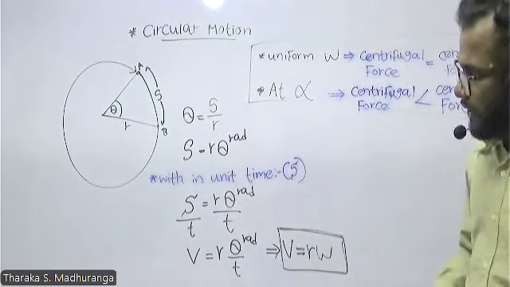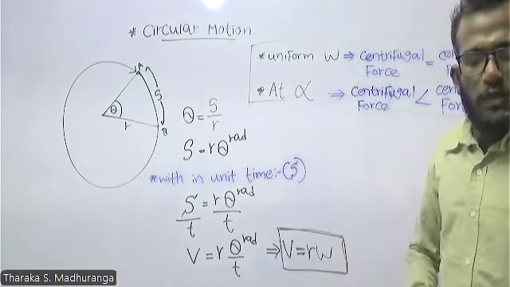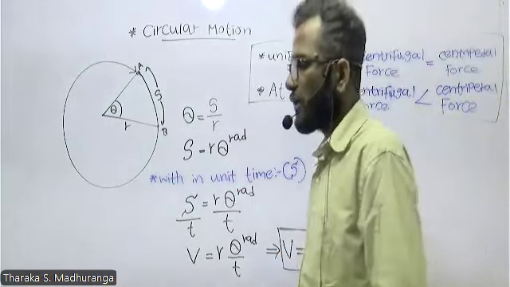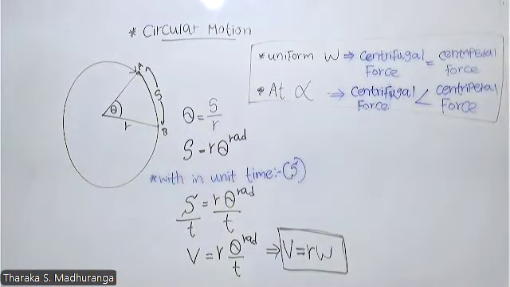v equals r omega. Then if you know the radius and angular velocity, you can get the speed of this circular motion object. Okay, draw that and write down the relationship.